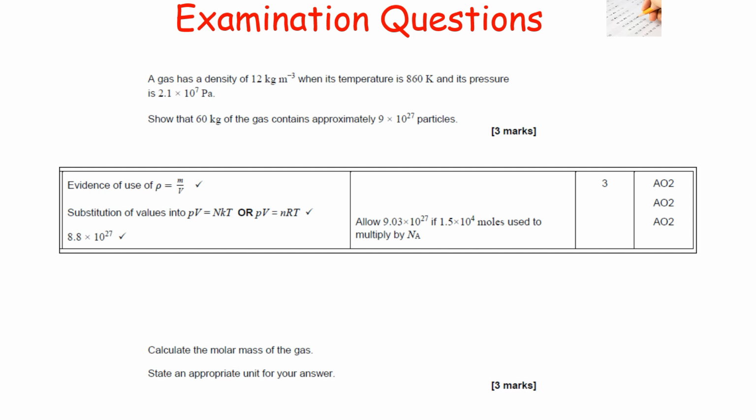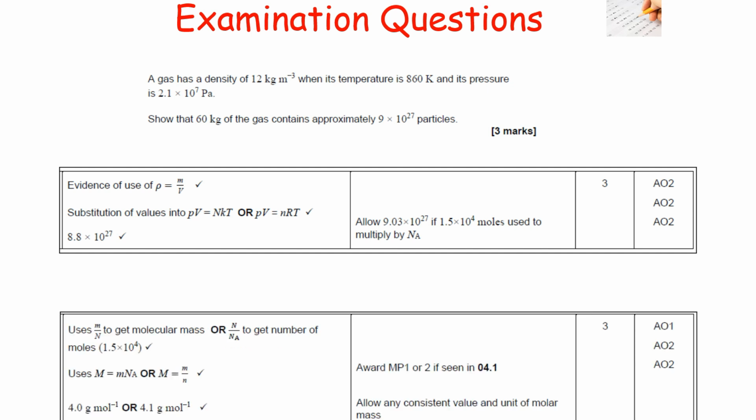We've got T at 860 Kelvin. We've just worked out what V is. We've been given P in the question, 2.1 times 10 to the 7 pascals. k is a constant, so therefore we can work out big N to be 8.8 times 10 to the 27. Then calculate the molar mass. Well, we know that the mass is going to be equal to the number of moles times the Avogadro constant. So what you can therefore do is say that M over N will give you your molar mass. So therefore we can work it through like that to get 4 grams per mole.